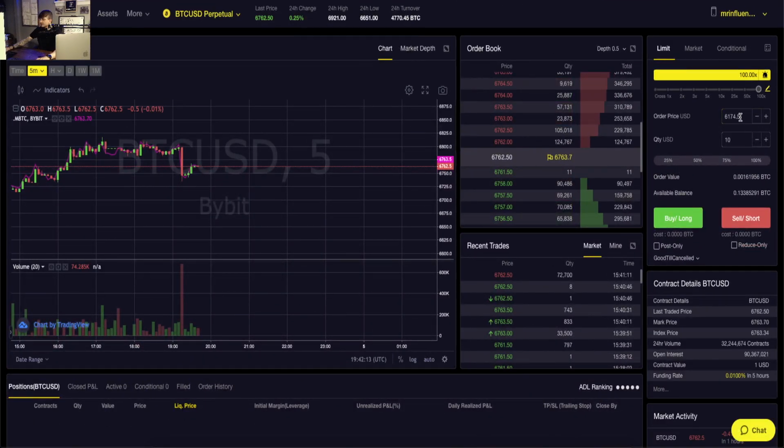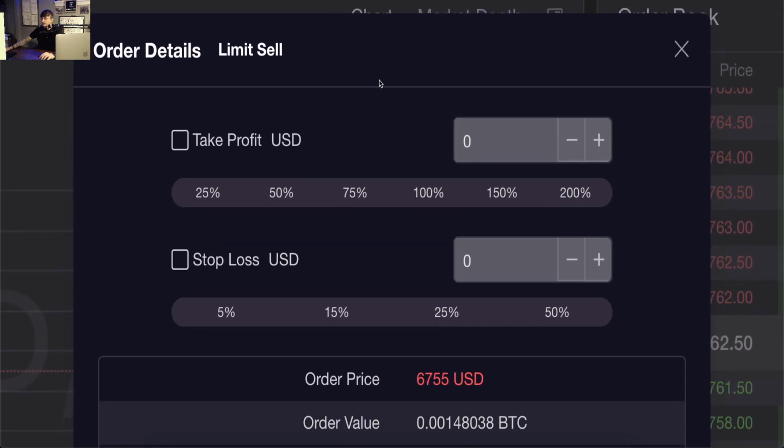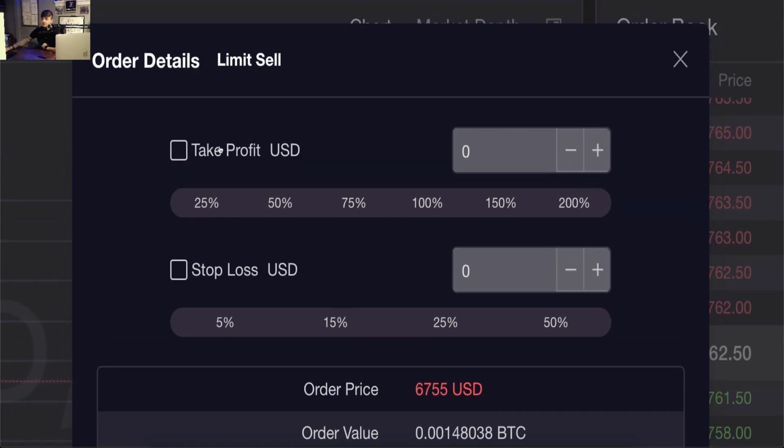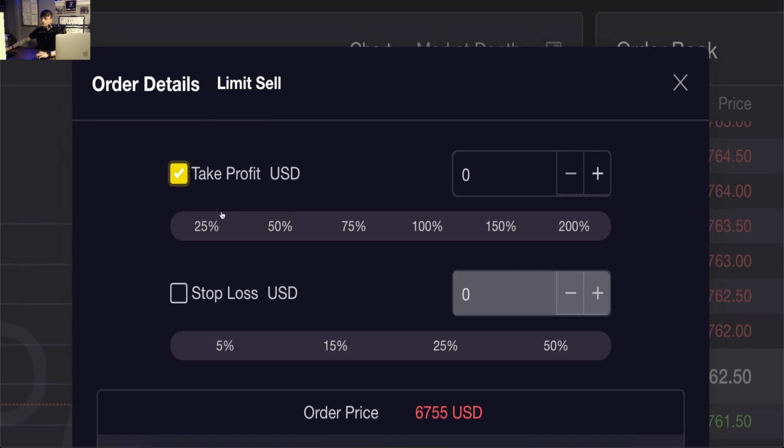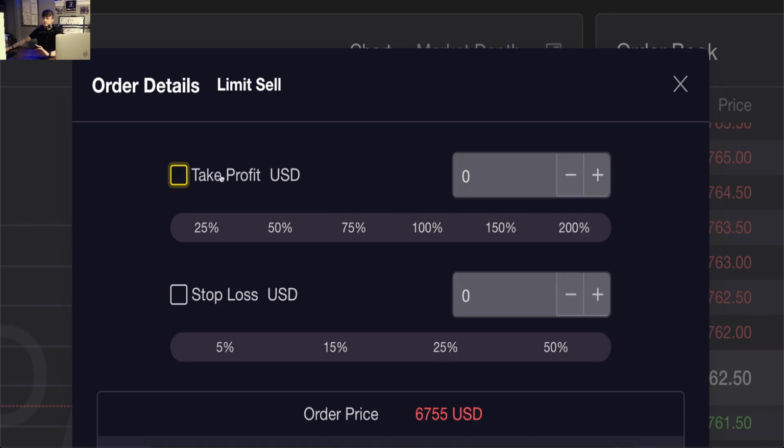So yeah, we're going 100x, $10, and we're gonna go for the price 6755. And to execute your order, you're gonna press sell short, and now you get this screen right here. Boom. So the first thing on here is take profit. So you have the availability to click this, and you can pick whether you want to take profit when you make 25%, 50%, 75%, 100%, 200%, whatever. Now, this is not necessary.